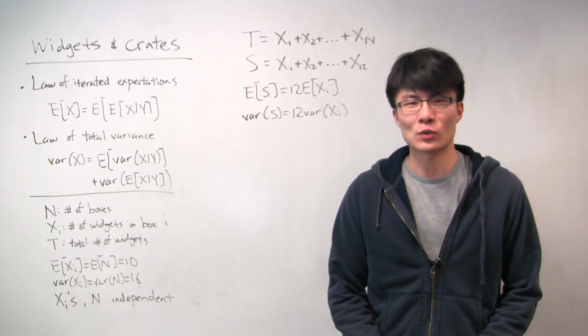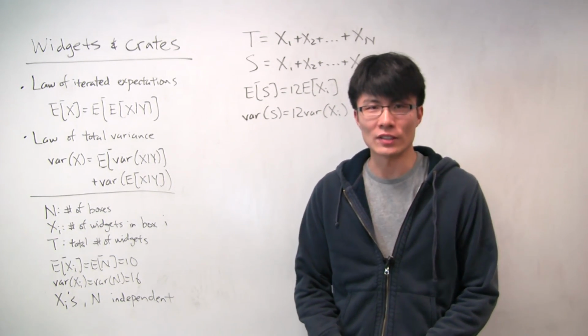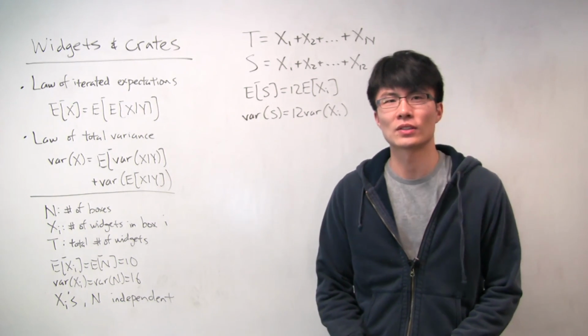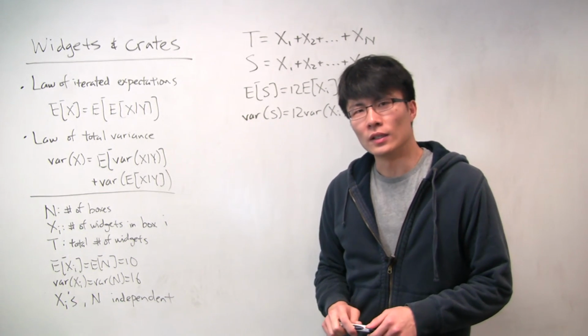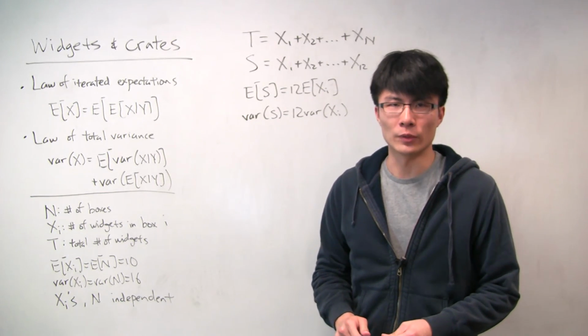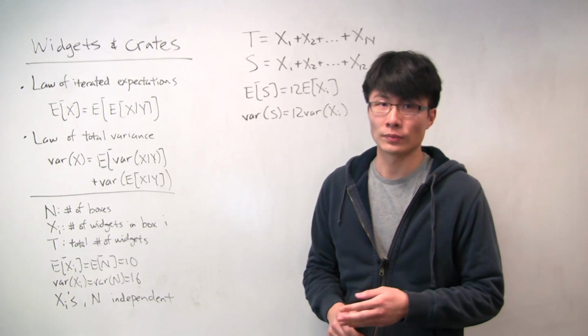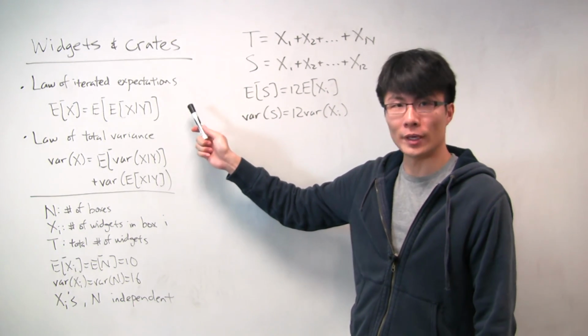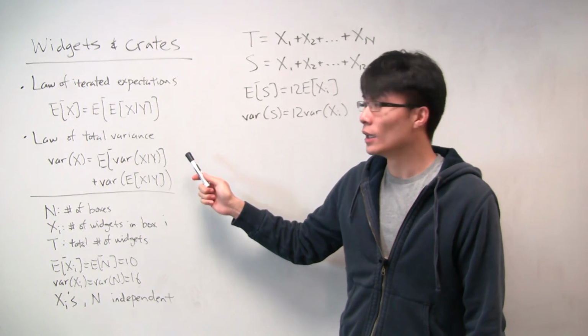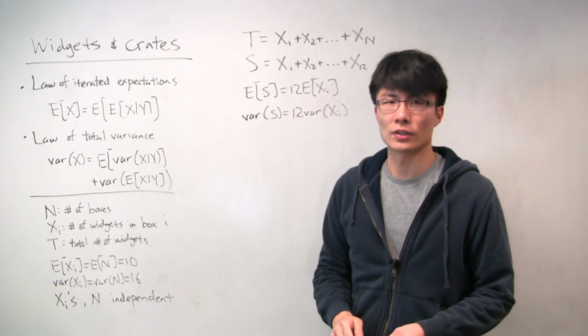Hi. In this problem, we'll get more practice using conditioning to help us calculate expectations and variances. We'll see that this problem, which deals with widgets and crates, is similar in flavor to an earlier problem that we did involving breaking a stick twice. And again, we'll use the law of iterated expectations and the law of total variance to help us calculate expectations and variances.